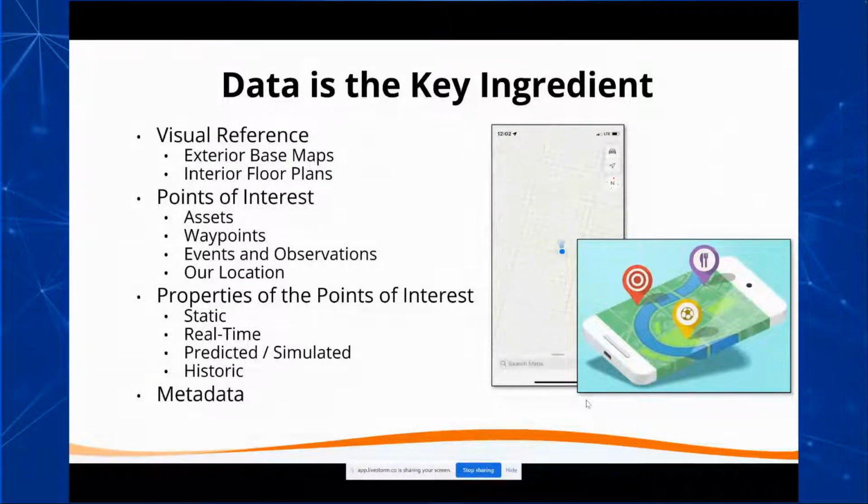But we also need properties or attributes of these points of interest that are things that are static, such as maybe the make and model number of a given motor that might be in our facility, but real time, the condition or its operating status, predicted based on the maintenance history. Is this going to fail in the near-term future? And historic, what are the patterns that we're seeing? And then all this needs to be supported by good quality metadata that tells us what we're looking at in the data itself.